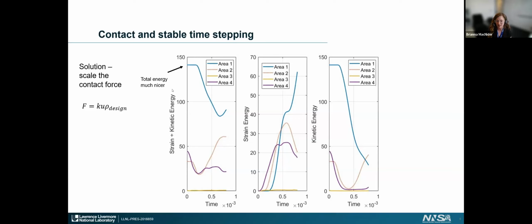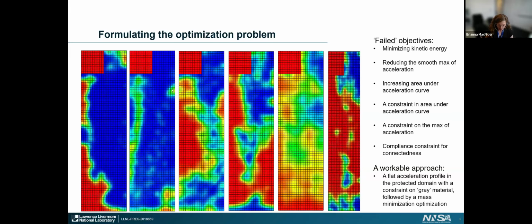You can see over here on the right, these are the energy metrics again. They look much nicer. Area 4, which is that bottom right area, again, no longer has these jagged issues, and the total energy either remains constant or goes down as time goes on, which is what we're expecting it to do. So this is good. So that was some of the computational issues that we addressed in setting up these types of problems.